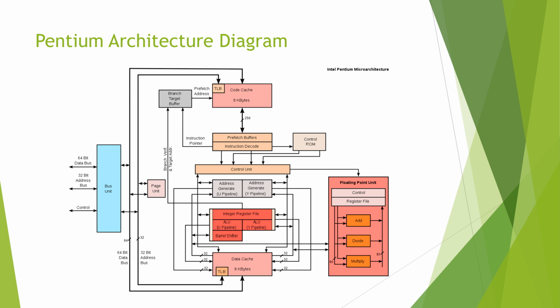There are two ALUs, and then there is a separate floating point unit. The floating point unit also has its own pipeline. It can perform add, divide and multiply instructions. There is a 32-bit address bus, which is bidirectional, and a 64-bit external data bus. This is all about its architectural functional units.